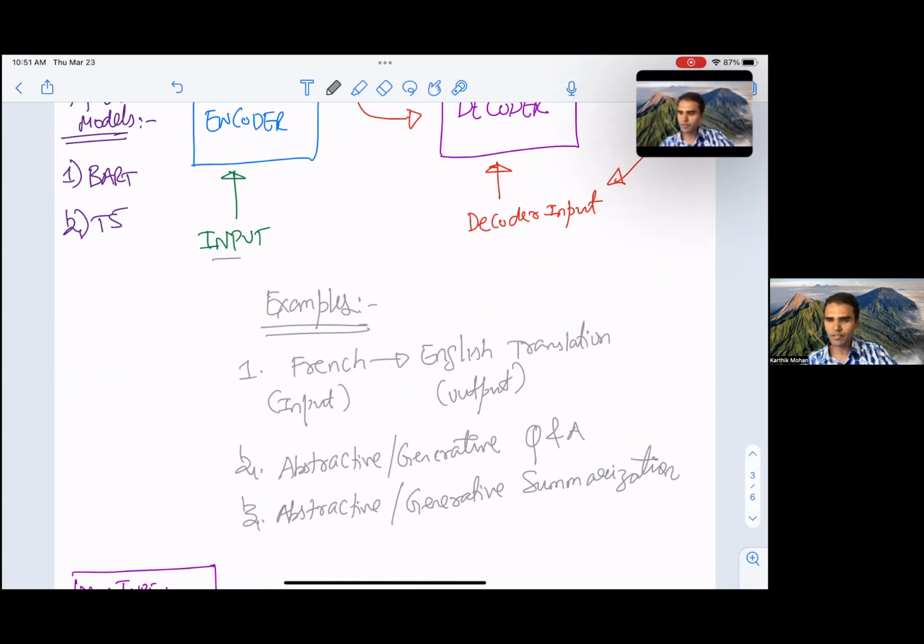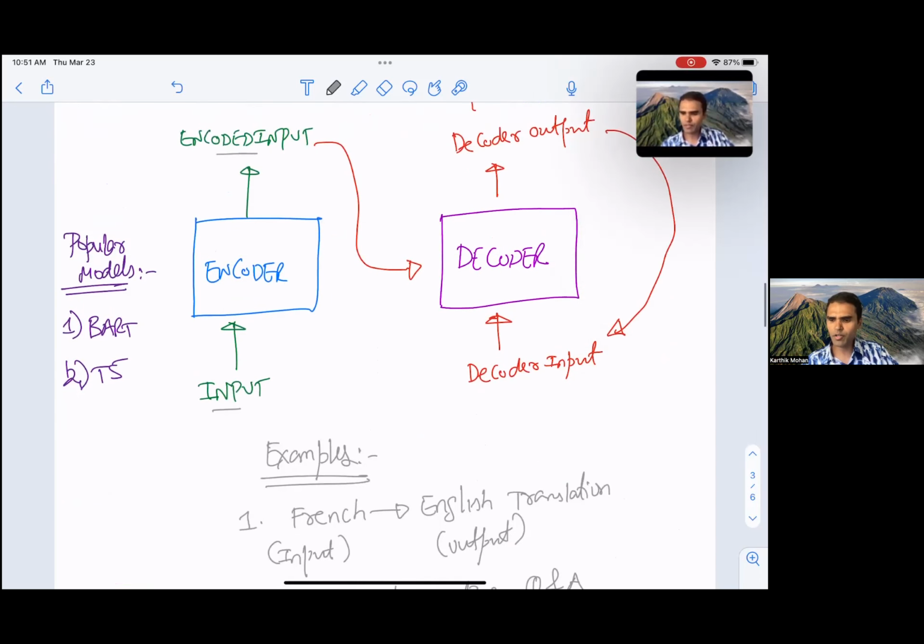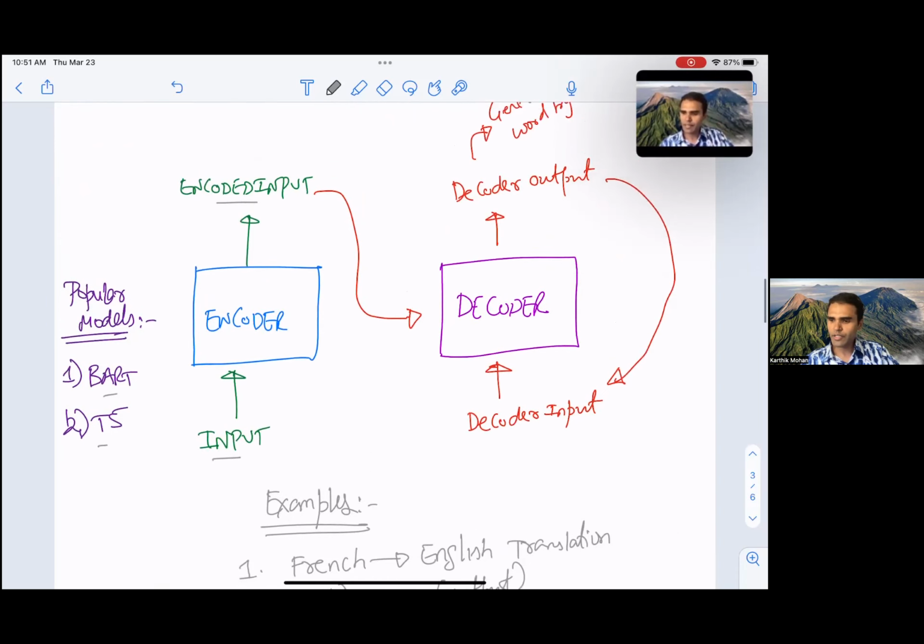So abstractive and generative are the same things. Abstractive or generative summarization: if you want to summarize a document, but you want to summarize it in your own words, that's abstractive. Or you want to answer a question, but in your own words, that's generative. For instance, if you look at ChatGPT, that's generative question answering. Some of the popular models here are BART and T5. So that's encoder decoder architecture.